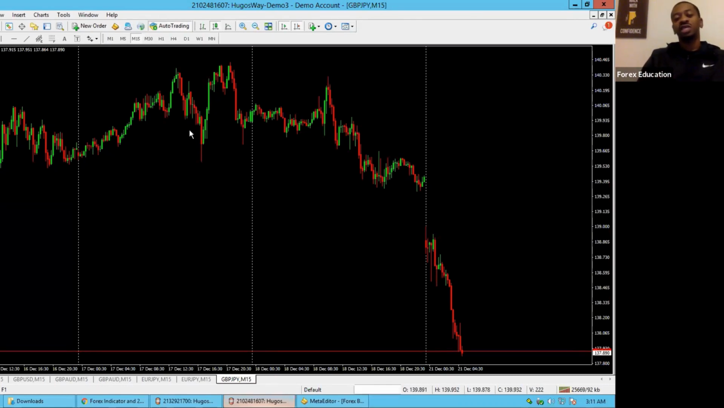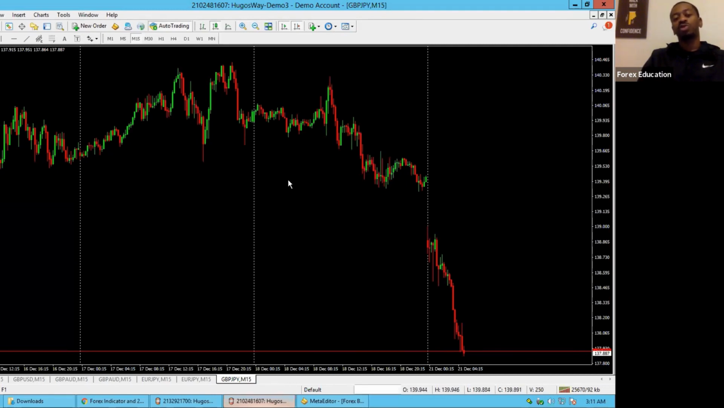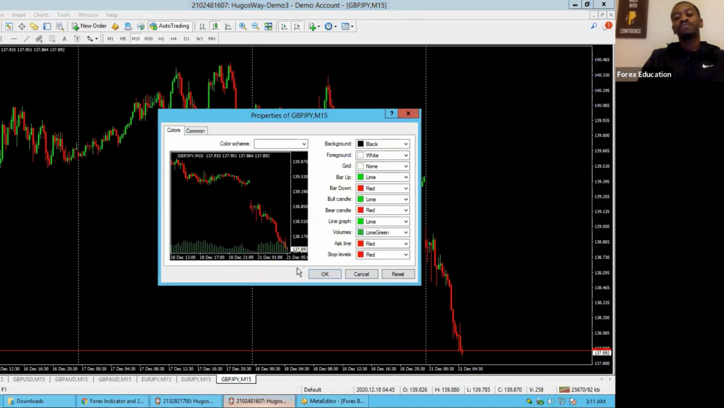If you want to have the settings to make your chart look like mine, what you want to do is right click on the black part of the screen, or if you have a Mac, double click, and then you want to come down to properties. I will leave mine here for you guys to take screenshots of, so that you have those settings. You can put those in there and save those to ensure that you have your default chart set up. So here are my settings for the colors.